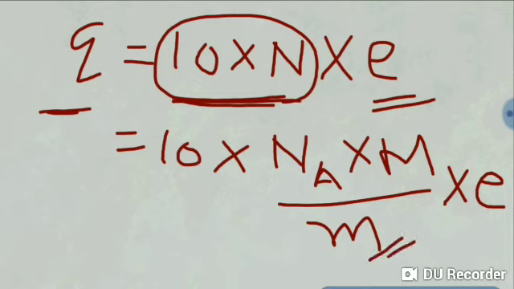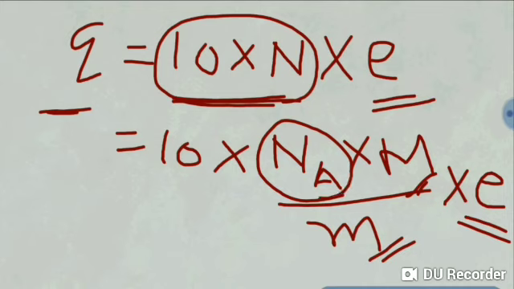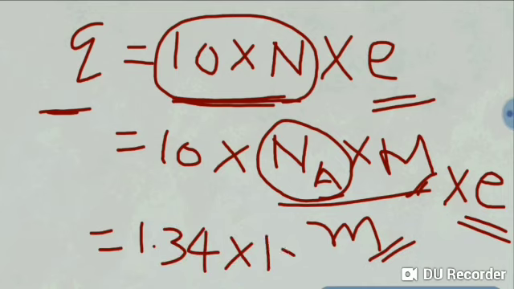All these values, Avogadro's number, that is given in your textbook, it is 6.02 into 10 raised to 23. So after calculation we will get this as 1.34 into 10 raised to 7 coulomb. So this is all about example number 1.3.